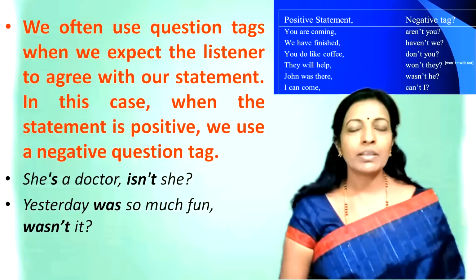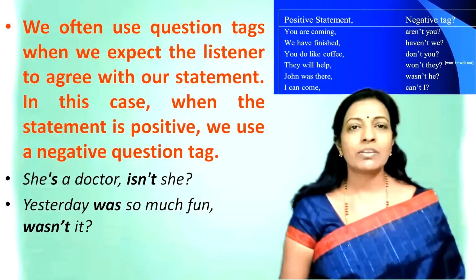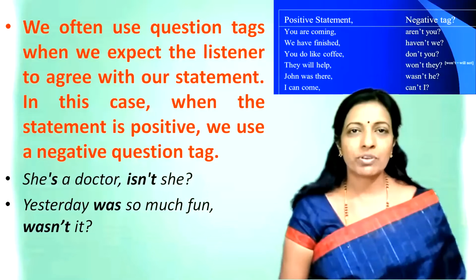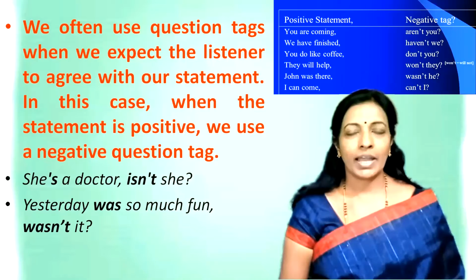For example, she is a doctor, isn't she? In this sentence, the first statement, she is a doctor, is a positive statement. It is followed by a negative question tag, isn't she? And the expected answer from the other person is, yes, she is.